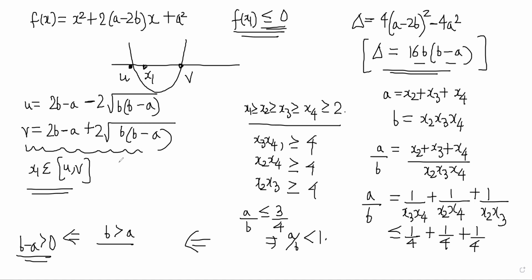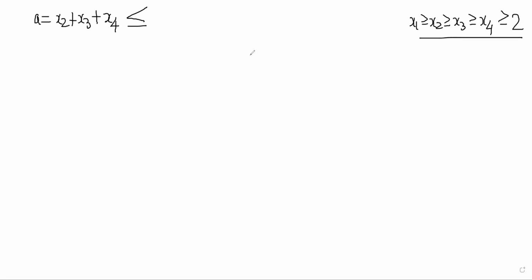So our job is technically now to prove that x1 lies between u and v, which are given by the roots of this equation, right? Great. Now let's work on the next screen. We have a equal to x2 plus x3 plus x4. That was our assumption. Since it is given to us that x1 is greater than x2 is greater than x3 is greater than x4 is greater than or equal to 2.